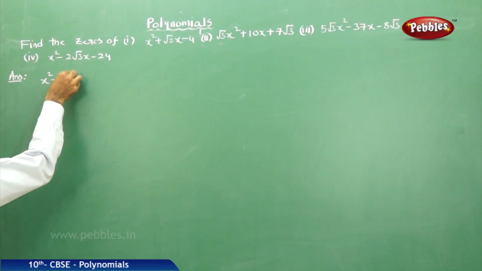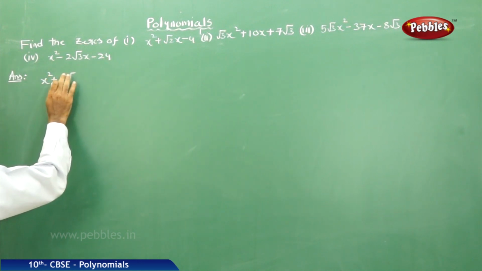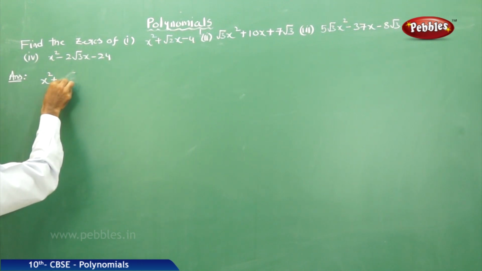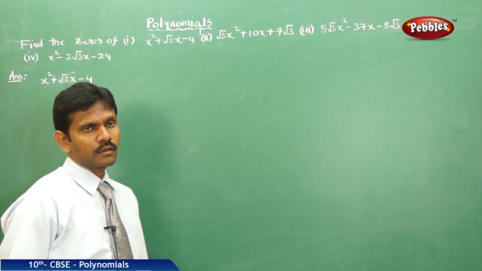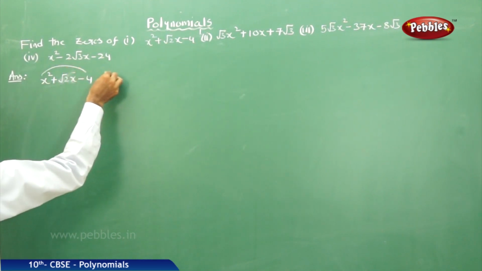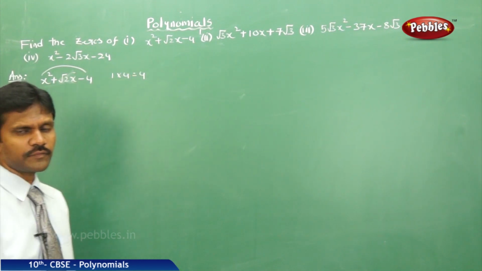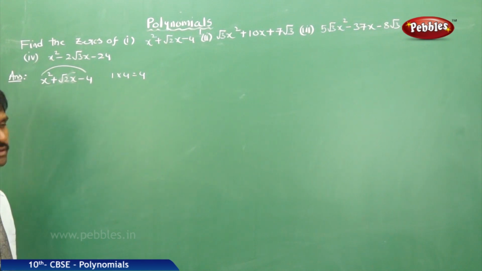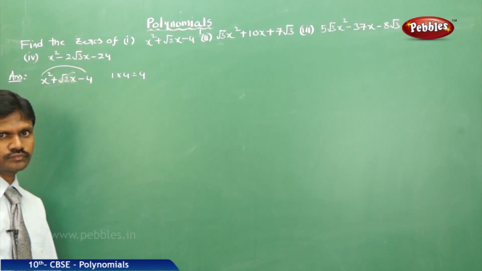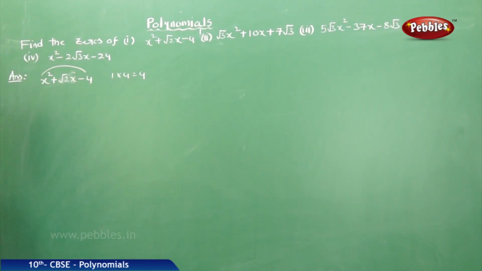x square minus x square plus root 2x minus 4. Now first see, 1 into 4 is equal to 4. You have to find out the factors of 4. Constant beside minus is there, that means you have to do the subtraction. After subtraction you must get root 2, that is, multiplication will give you 4, subtraction will give you root 2.